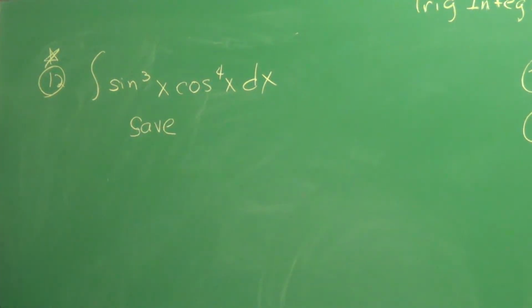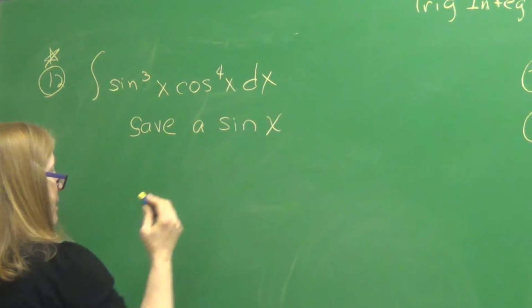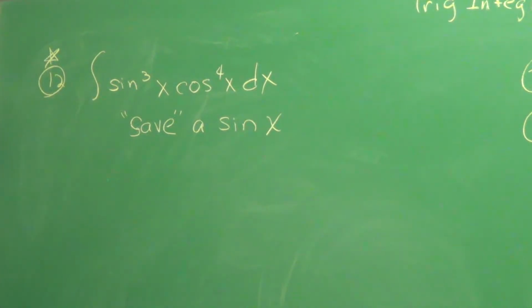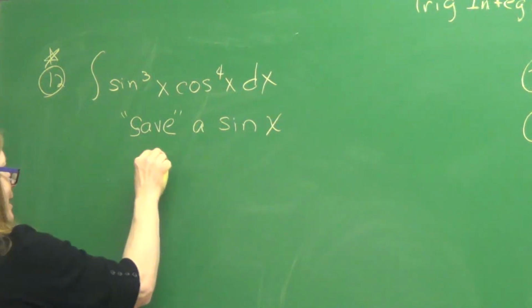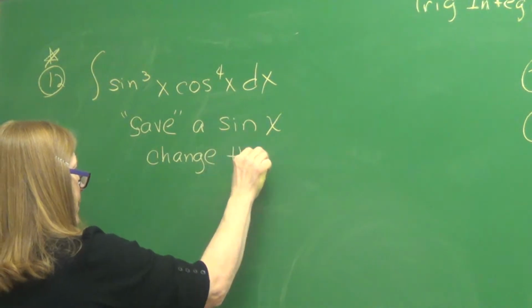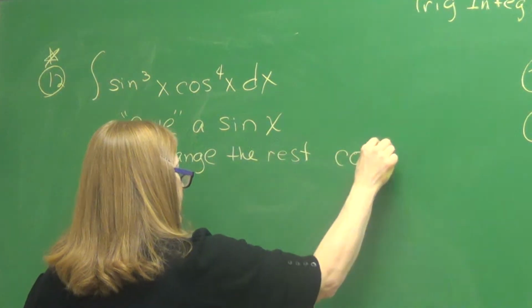I'm going to save a cosine or a sine. Actually, you do have a little bit of choice. Let's save a sine x, and you'll see what I mean by save in a minute. This is our strategy for a lot of the ones that look like this. We're going to save a sine x and change everything else, change the rest to cosine.